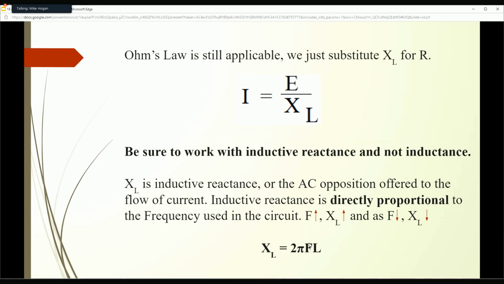If my frequency goes down, I'm going to have less inductive reactance. If my inductor goes down, the value of inductance goes down, then my inductive reactance is going to decrease as well. It's all about that change.